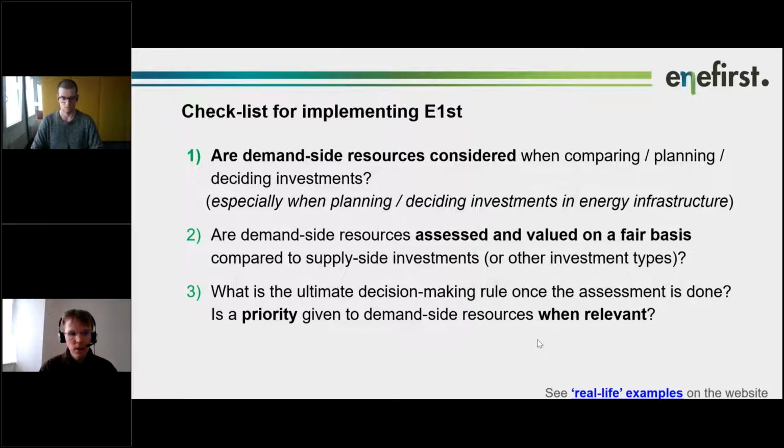The second one is to make sure that the comparison is on a fair basis, as I said earlier, in particular considering a broad scope of cost and benefits. And the third one is making sure that the decision-making rule is not biased, so that there is no priority that would be given beforehand, before the analysis, to one or another particular option, and at the end, when relevant, priority is given to demand side resources. So that's, let's say, the 3 steps or 3 questions to keep in mind when dealing with this principle. Next slide, please.